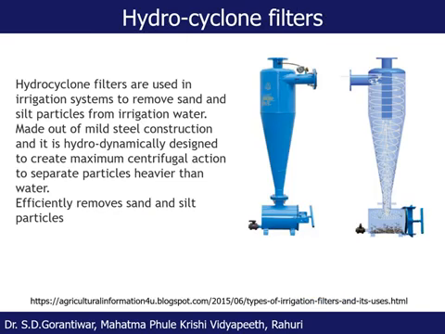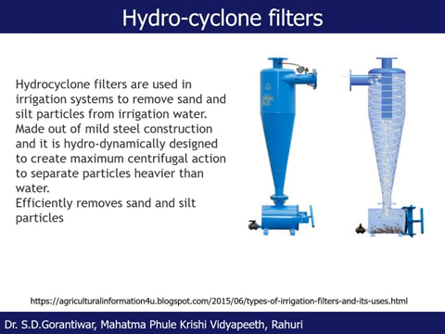Then the hydrocyclone filters. Hydrocyclone filters are used in irrigation systems to remove sand and silt particles from irrigation water. This is made of mild steel construction, and it is hydrodynamically designed to create maximum centrifugal action to separate particles heavier than water. It removes sand and silt efficiently.